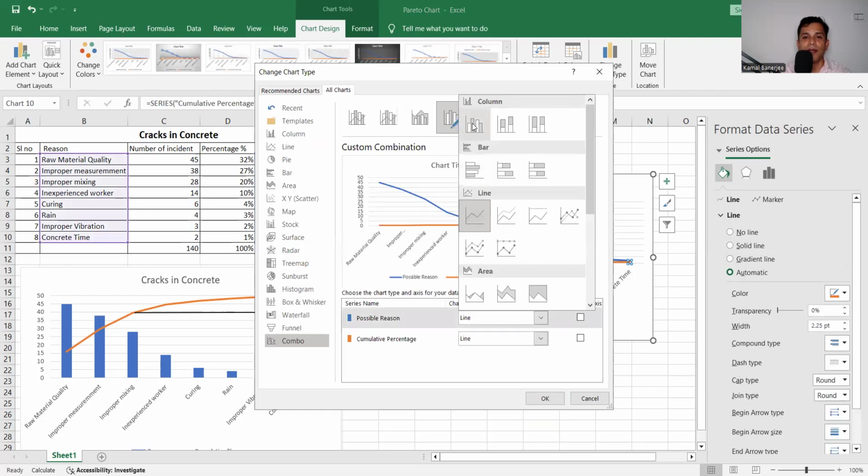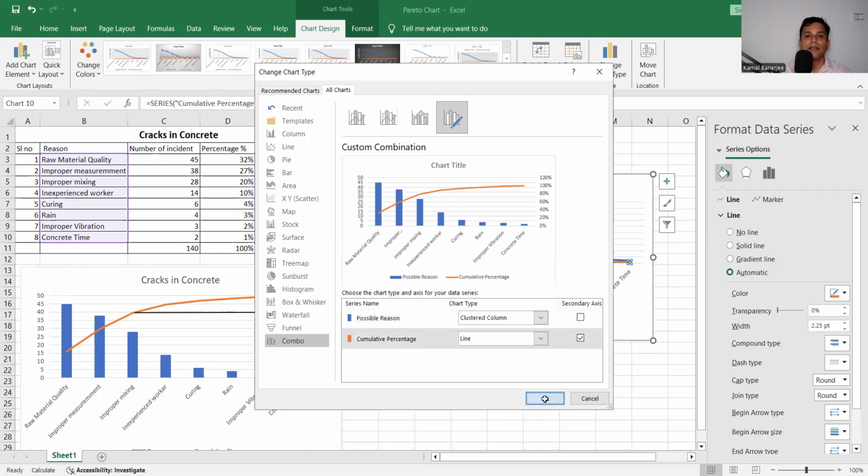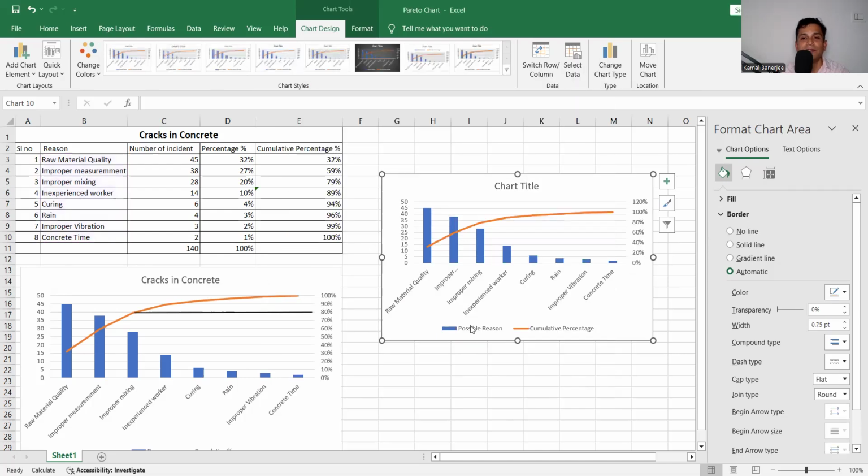Okay, we are selecting bar. And for the cumulative percentage, we have to make the line, and this one we need to make the secondary axis. So now my chart will come like this. This one is the possible reason and number of incident, and this is the cumulative percentage. Now we are getting this bar chart, or the Pareto chart, like this.